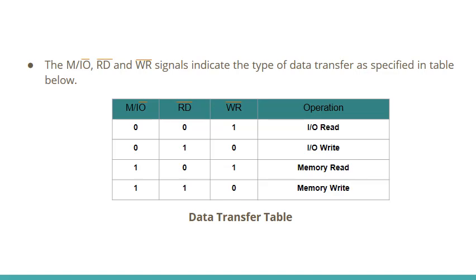Similarly, when the values are 0, 1 and 0 respectively, it indicates an IO write operation. If the M/IO bar signal is 1, that means it's a memory operation, and if the RD bar is 0, that means it's a read operation, and the WR bar is 1, meaning there is no write operation. So together, a value of 101 indicates a memory read operation. And in the same way, if the values are 1, 1 and 0 respectively, then it indicates a memory write operation.